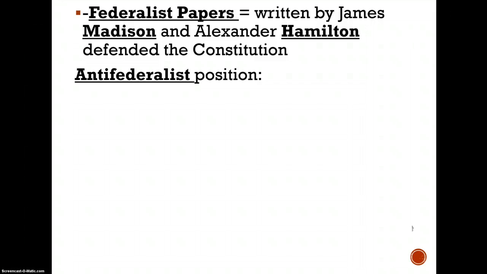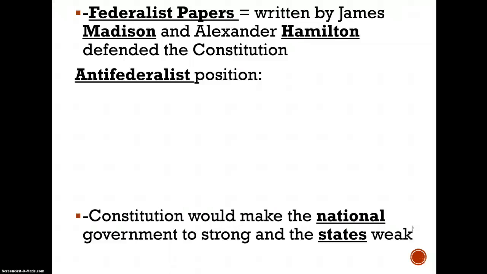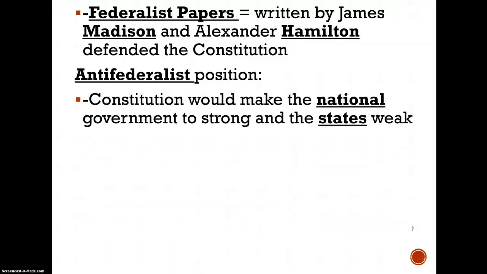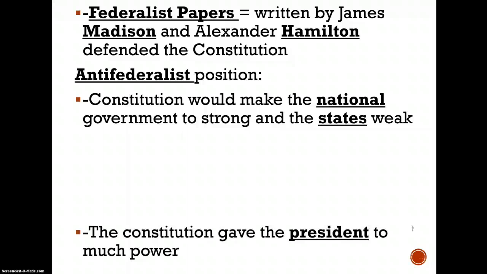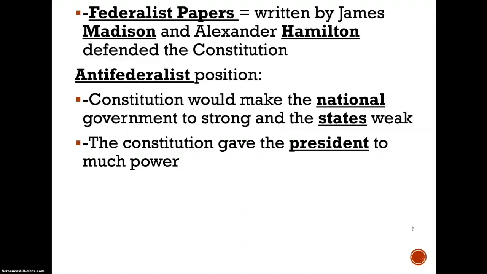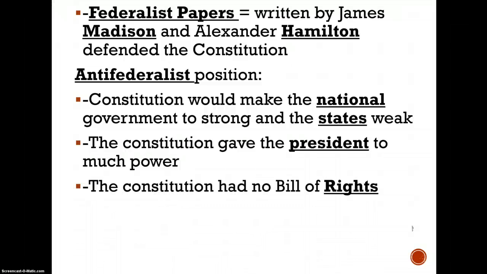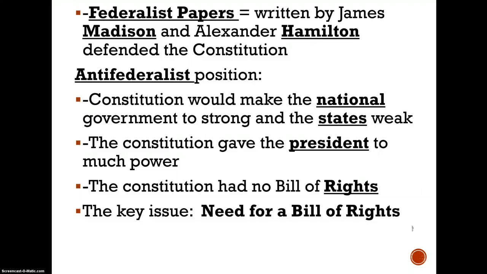So we have the anti-federalist position. Anti, again, meaning not for a strong national or central government. They thought the national government would be too strong and that it would weaken the states. They also believed that the president would have too much power. Remember, under the Great Compromise, there were 3 branches, and part of those 3 branches was the executive branch, which would give the country a president or a leader. They also felt that the Constitution in its current state did not have a Bill of Rights, and we'll discuss later what the Bill of Rights would spell out. So the key issue for anti-federalists was a need for a Bill of Rights.